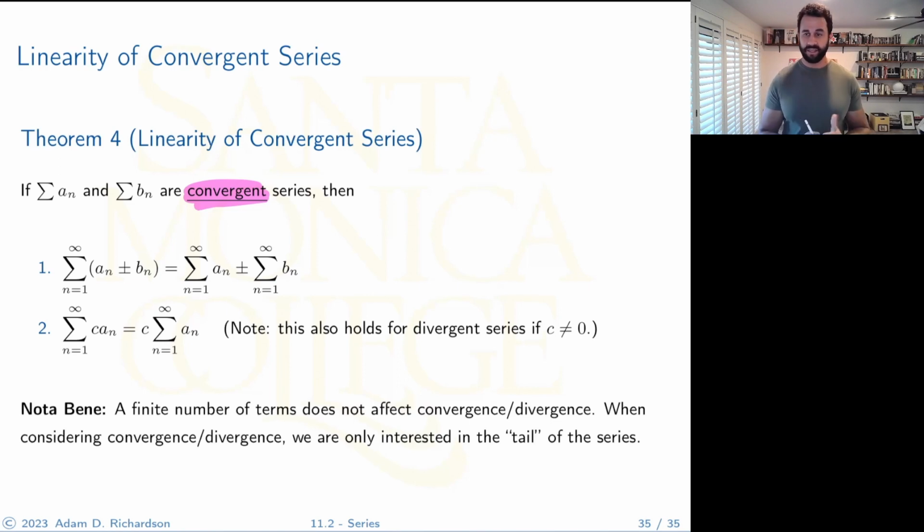And then the very last thing I'll say before we call it a day. Nota bene: a finite number of terms does not affect convergence or divergence. When we're talking about convergence and divergence of a series, we are talking about the tail of the series. So if you chop off the first 20 terms, that's not going to affect the convergence at all, because there are infinitely many terms after that. Those are what determine convergence and divergence. You can chop it off at any finite stage you want, and that doesn't affect convergence or divergence. Even if you chop off the first trillion terms, there's infinitely many terms after that. So it doesn't matter if you chop off a finite number of terms.